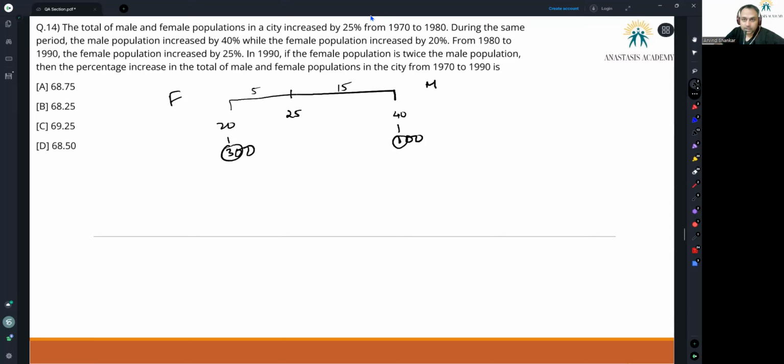Okay, from 1980 to 1990, the female population increased by 25%. So the female population became 375, a 25% increase, 5/4 of it, so 375. Okay. In 1990, the female population is twice the male population.